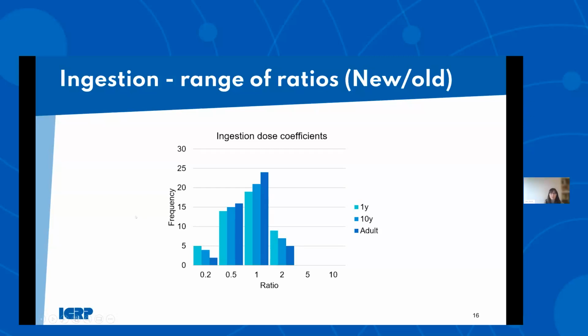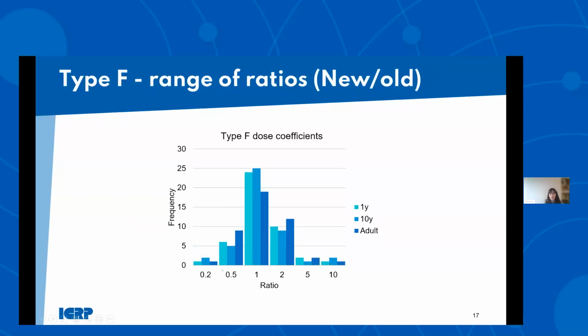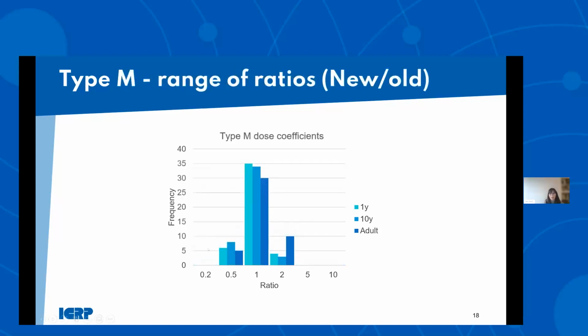So that's ingestion. Type F, again, a little bit wider spread here. And of course, once you've got the lung involved, some of these outliers are probably due to the bound state or the increased retention, and it depends so much on the nuclide you're looking at and the half-life of it and the form. So it's really difficult to make generalized predictions about what's going to happen to the dose. But again, majority around about 1. Type M, a bit tighter this time, which is good to see, but again, mostly clustered around 1.